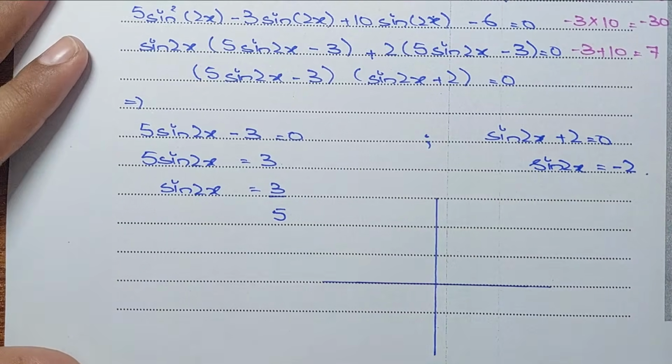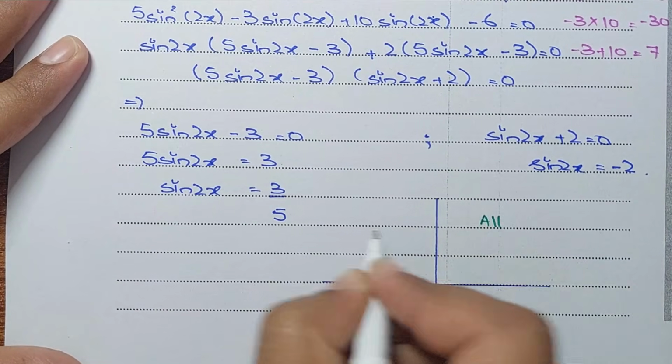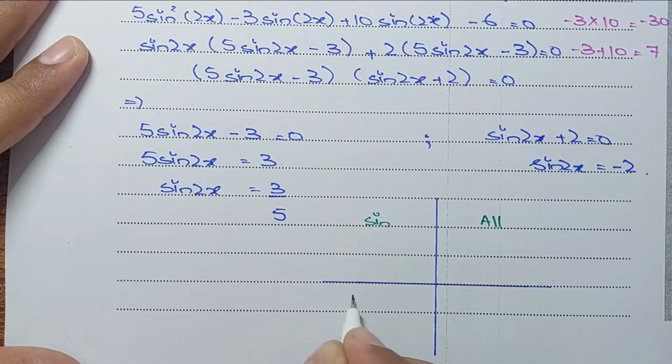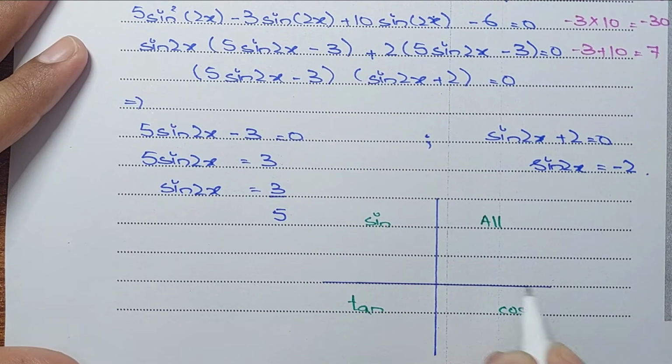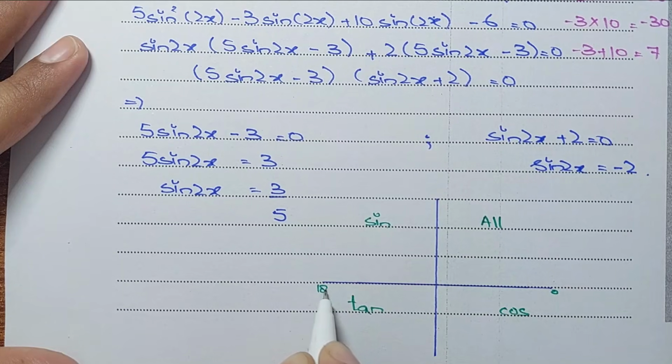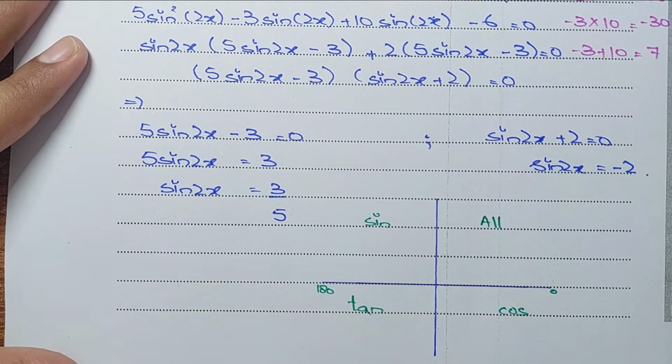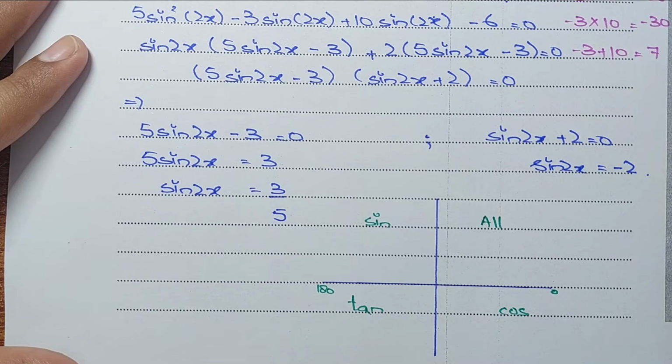According to the coordinate diagram, all trigonometric ratios are positive: sine positive, tan positive, and cos positive. The domain we have been given is from 0 to 180 degrees, so we just use the first two quadrants.